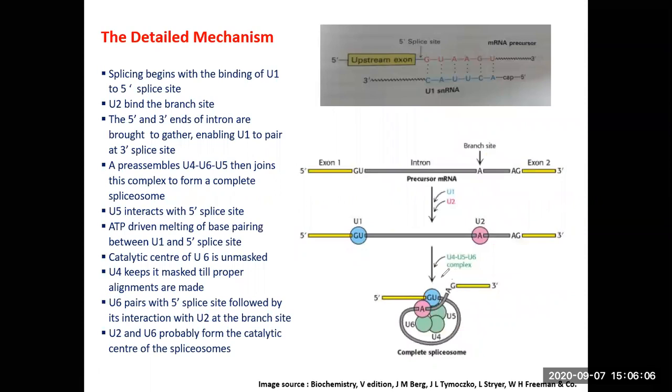We have seen the mechanism earlier, but what is the role of these RNPs? I have tried to show it to you here in this particular diagram. That is how this splicing takes place in case of eukaryotic messenger RNAs.